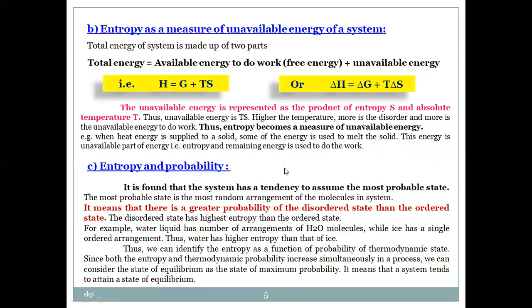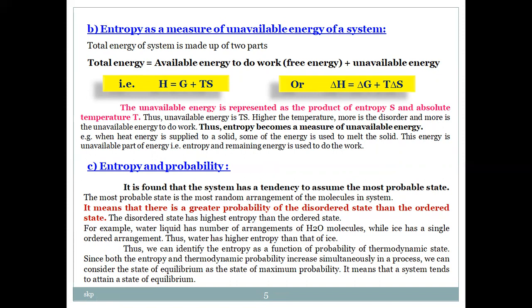Further, it is used as a measure of unavailable energy. The total energy of a system is made up of two parts: the available energy to do work, which is the free energy, plus the unavailable energy, given by H is equal to G plus TS, or change in heat content delta H, where H is the heat energy of the system, is delta G plus T delta S. The unavailable energy is represented as the product of entropy and absolute temperature T. Thus, unavailable energy is T into delta S. The higher the temperature, the more the disorder and the more the unavailable energy to do work. Thus, entropy becomes a measure of unavailable energy.